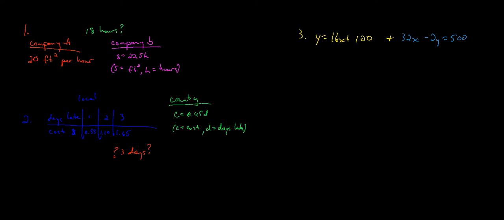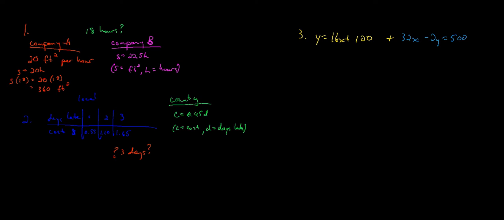So for Company A, first let's write a function. We have 20 square feet per hour. That's simply going to be, if we use the same variables as Company B, and because I didn't write it as such, it's going to bug me, let's go ahead and make this a capital S. That's simply going to be S equals 20H. So at 18 hours, S of 18 equals 20 times 18, which equals 360 square feet for Company A.